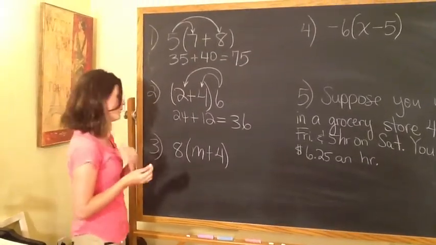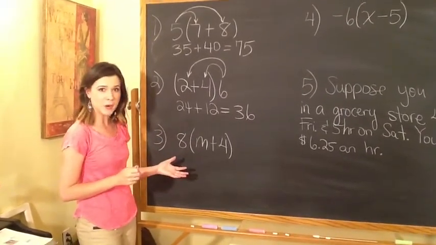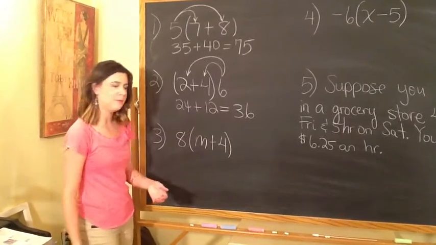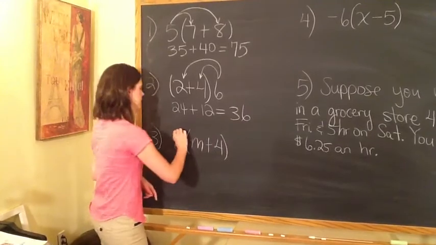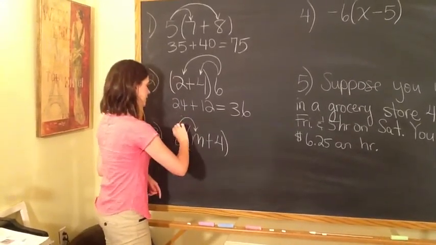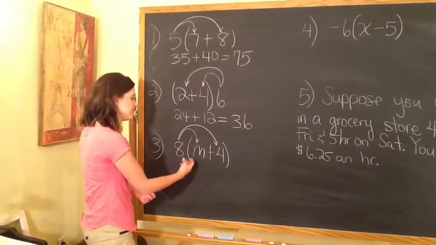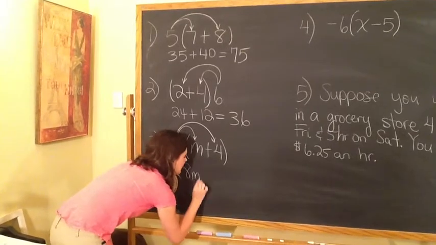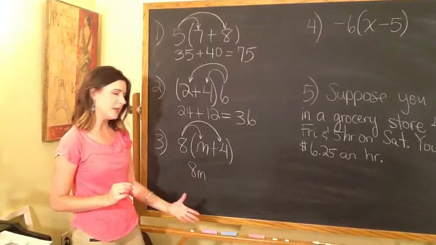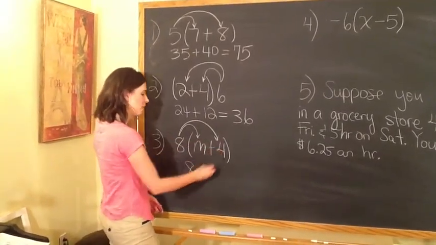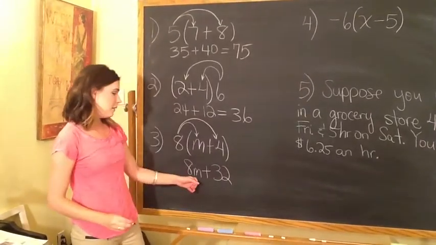Alright, example number 3. This one has a variable, so this is when we really have to use the distributive property because we can't simplify any other way. So we are going to go ahead and distribute this 8 by everything that's inside of the parentheses. So we're going to give the 8 to the m, give the 8 to the 4, and we're going to figure out what we get to simplify it. So if we do 8 times m, we're going to write it as 8m, because when there's no sign in between a variable and a number, we automatically mean multiplication. And then we're going to do 8 times 4, which is going to give us 32. So we have 8m plus 32.